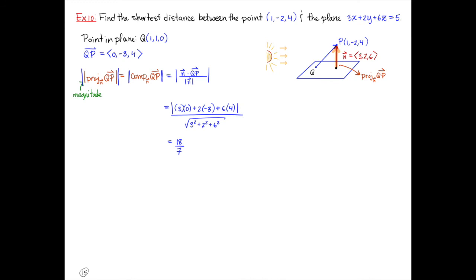So algebraically significantly easier if we use the component of the vectors QP onto the vector n rather than finding the equation of a line and then finding the point of intersection of the line and the plane and then finding the shortest distance between the point of intersection and the given point. So either way works, but definitely this is just a nice application of the component vectors.